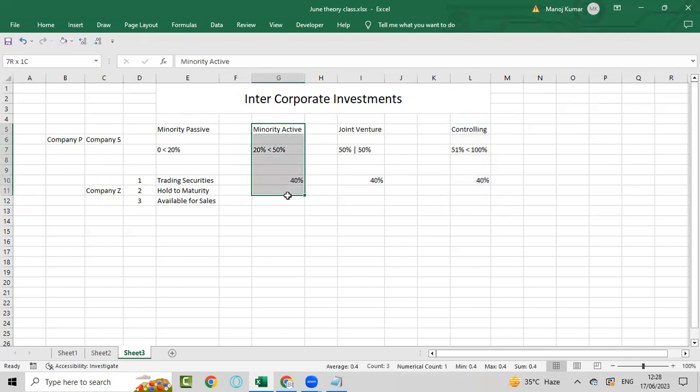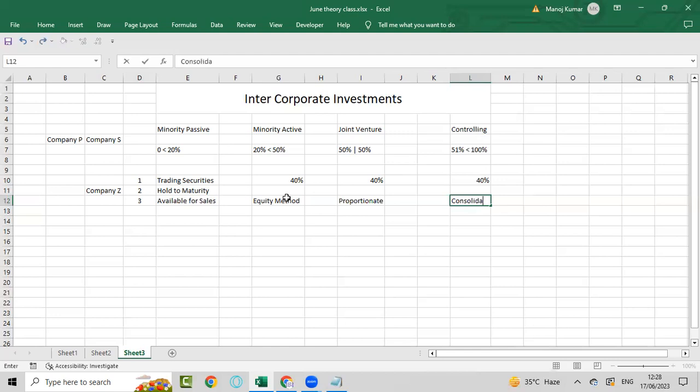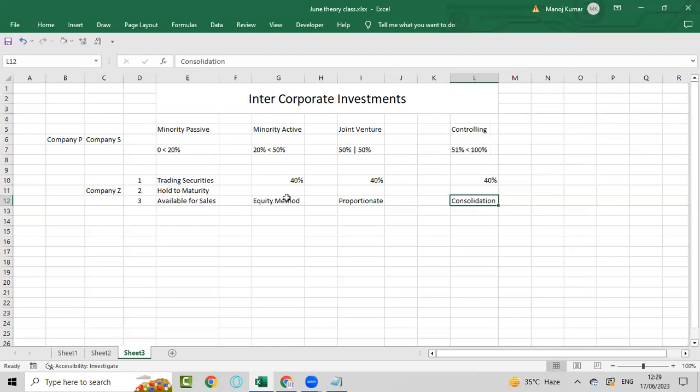So if this is the situation, we will use equity method accounting. If this is the situation, we will use proportionate method of accounting. And if it is this, then we will use consolidation method of accounting. Please note it.